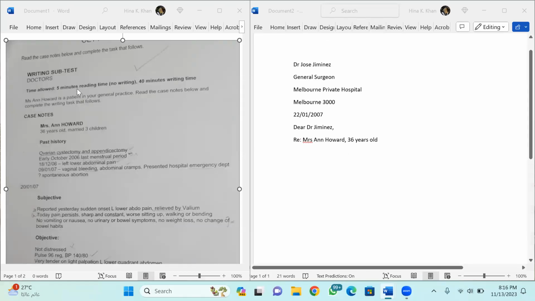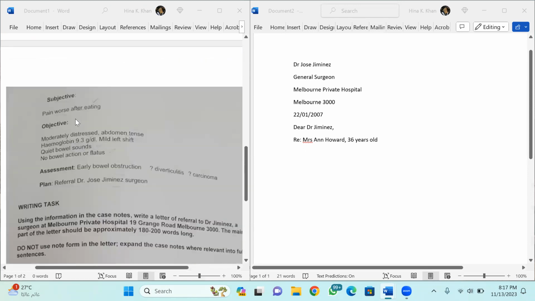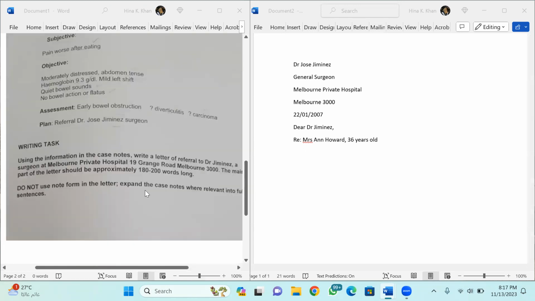Okay, so here is the address that I have taken from here. So this is how you will write the address. And here I have written Mrs. Ann Howard, comma, 36 years old. So there are many ways in which you can write this.